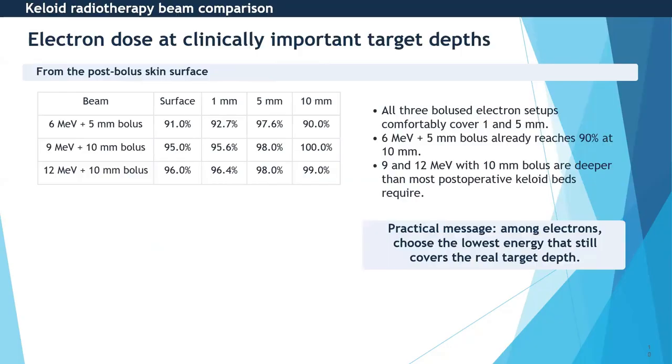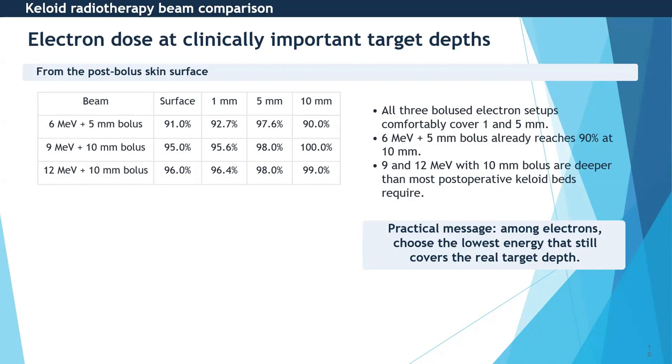So those are the electrons at clinically important target depths. You can see 6 MeV at the surface 91%, 1 millimeter 93% roughly, 5 millimeters 98, 10 millimeters 90, because it's beginning to drop then. And likewise, we can look at the 9 MeV beam at 95%, 98. At 10 millimeters deep, it's 100%. So the beam's overshooting that depth.